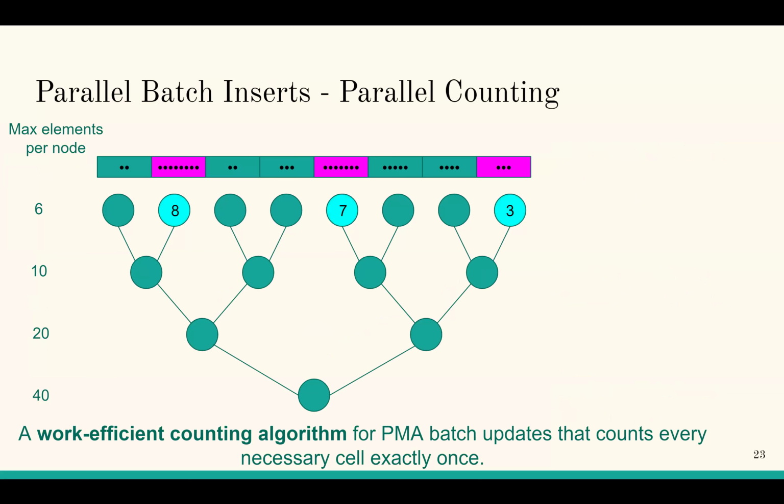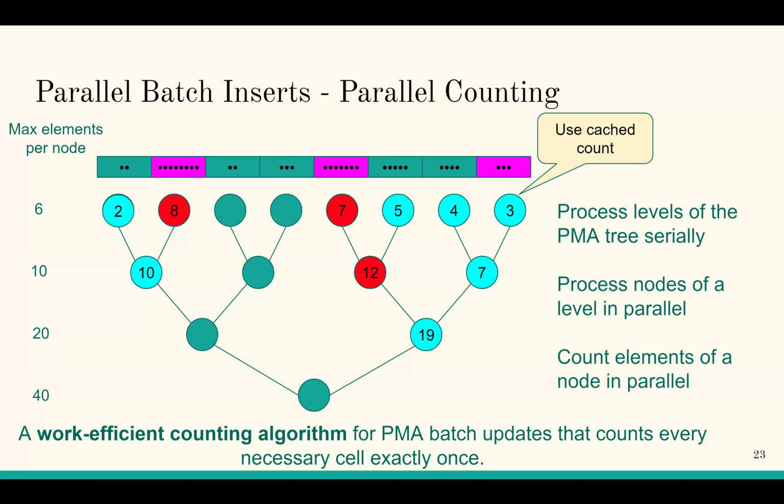So the main idea here is to move level by level up the tree. So we start by looking at just the leaf level for each leaf that was modified and count. We want to check which of these violate their density bounds, count all the things, and then move up the tree for the ones that continue violating their density bounds. And we do this until we reach a node that doesn't. Now, whenever you find another node that has been counted, it will always already have been cached because it was done in a prior phase. So in summary, we're going to process the levels of the PMA tree serially. However, we can process all of the nodes at each level in parallel, and we can count all of the elements of each node in parallel as well.